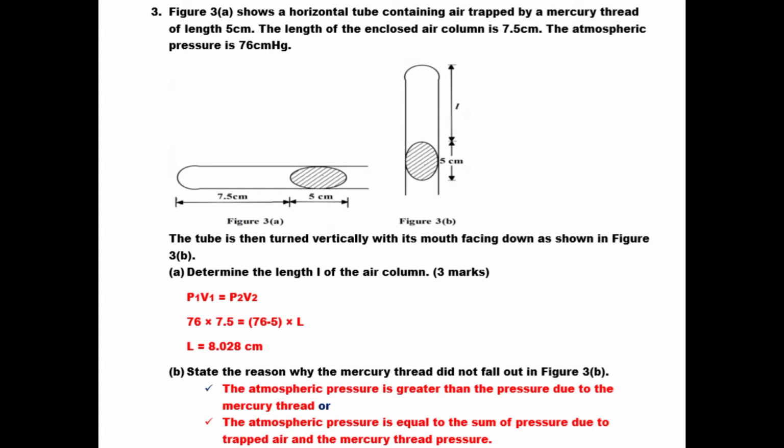Another way, the atmospheric pressure is equal to the sum of pressure due to the trapped air and the mercury thread pressure combined. In other words, the atmospheric, which is acting upwards, is equal to pressure due to liquid acting downwards and pressure due to trapped air also acting downwards. So the two are balanced. That's why now the liquid is not falling out.